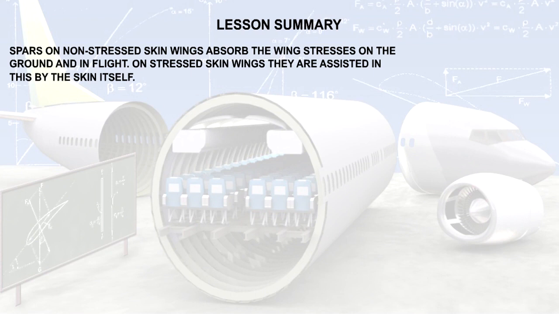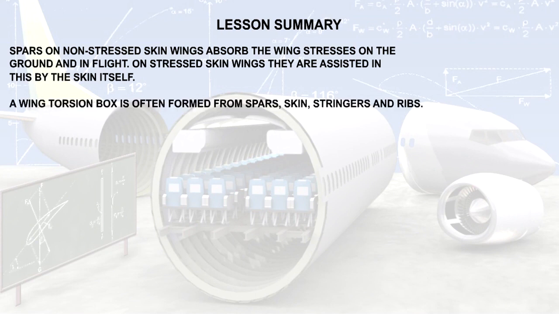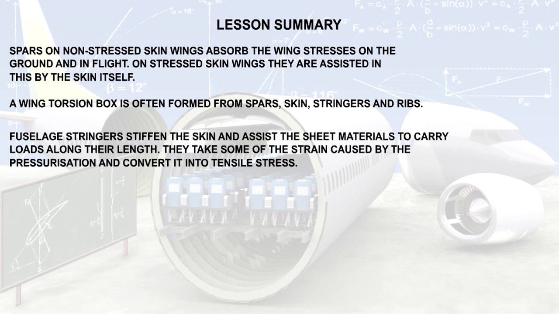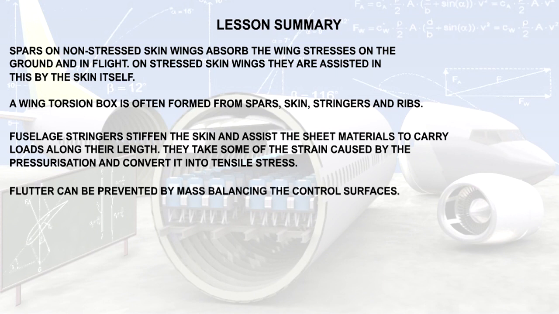Spars on non-stressed skin wings absorb the downward bending stresses when on the ground and the upwards, rearwards, and twisting stresses when in flight. On stressed skin wings, they are assisted in this by the skin itself. On larger aircraft, a wing torsion box is often formed from spars, skin, stringers, and ribs. Fuselage stringers stiffen the skin and assist the sheet materials to carry loads along their length. On pressurized aircraft, they take some of the strain caused by the pressurization and convert it into tensile stress. Flutter can be prevented by mass balancing control surfaces.